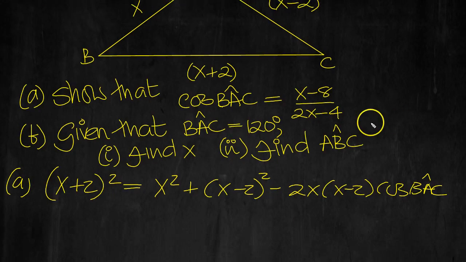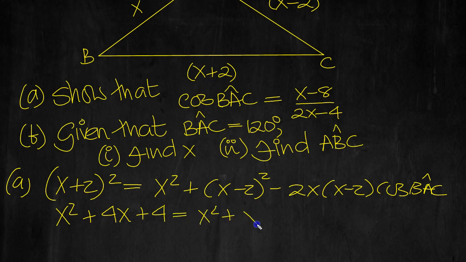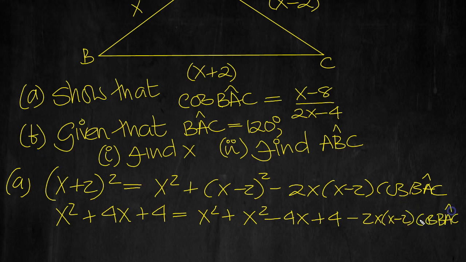So let's see what we got then. So expand this bracket, x squared plus 4x plus 4 is equal to x squared plus, expand this bracket, x squared minus 4x plus 4, minus 2x, x minus 2 cosine BAC. So this is common here and here. The 4x, the 4 is common, both sides. Okay, and then we've got, what have we got then? We'll have 8x, so we'll have x squared here.